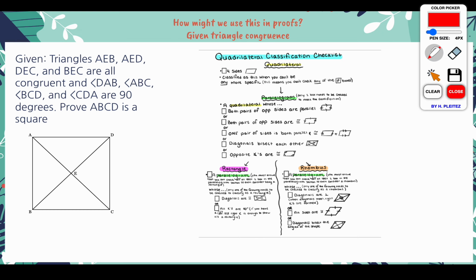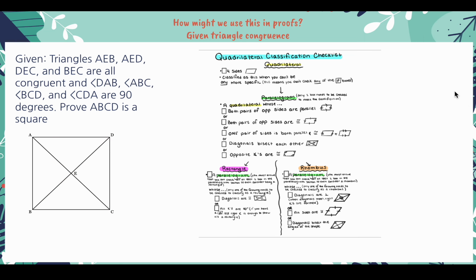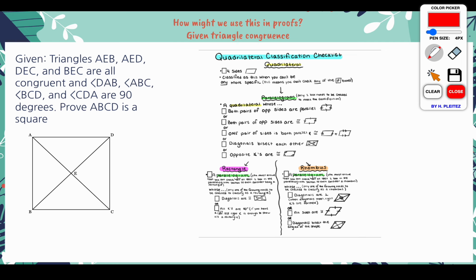It's 4 different triangles. So if we look, it's these 4 smaller triangles here that are created by the diagonals of this figure. And then we also have that angles DAB, ABC, BCD, and CDA are 90 degrees. So I'm going to go ahead and label that real quick just so I have an idea of what's going on here. And we want to prove a square.